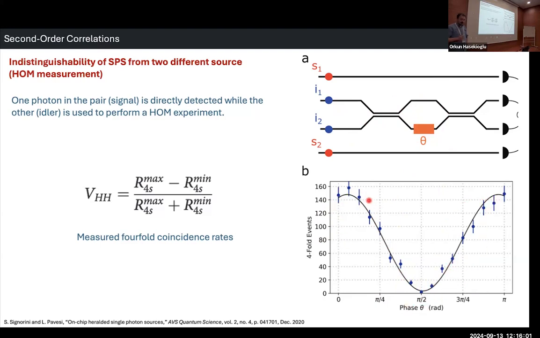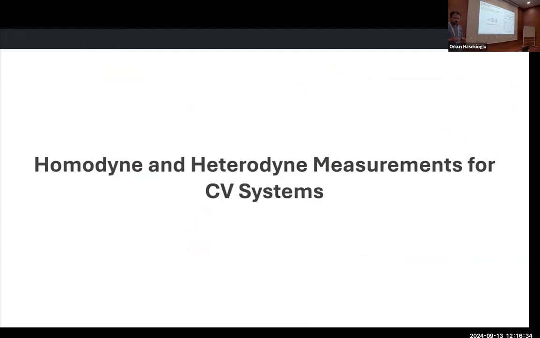Then from the maximum and minimum values of this coincidence, you can calculate the visibility of the system. And if it's very high, then you can use this single photon source simultaneously on different sequential gates. But the problem with heralded single photons is that if you detect the signal photons already here, goodbye. Your gate is one time only. So this is another problem of these gates.